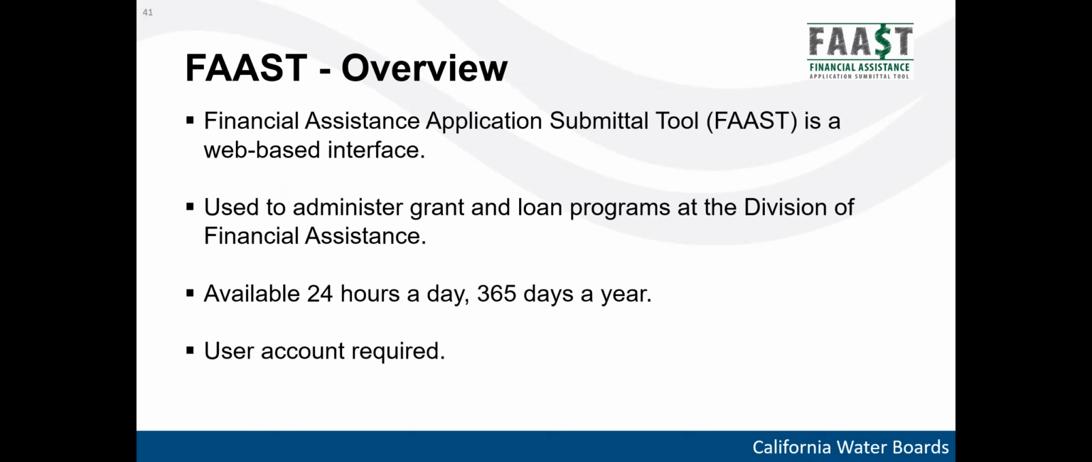So the financial assistance application submittal tool, FAAST, is a web-based interface. It's used by the Division of Financial Assistance to administer grant and loan programs, in particular for the purposes of the TA providers. The majority of you will be, if you're working on a full planning project, you will start and submit an application in FAAST that's separate and apart, and I'll talk about that in a few slides.